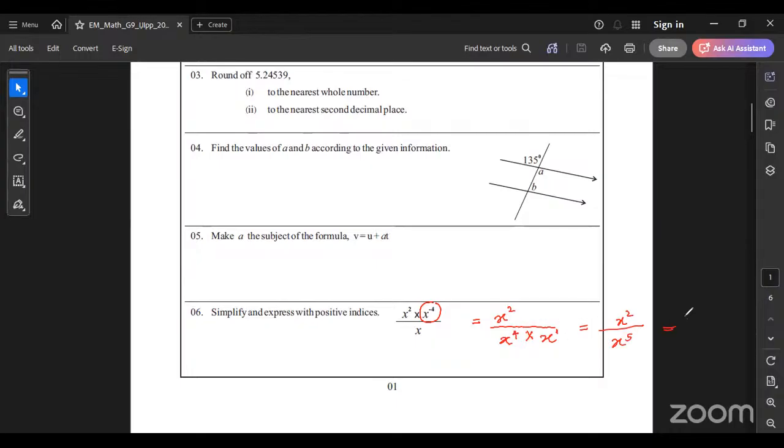So what can be the answer? 2 subtract from 5. So here 1 over x to the power 3, right? That's the answer.